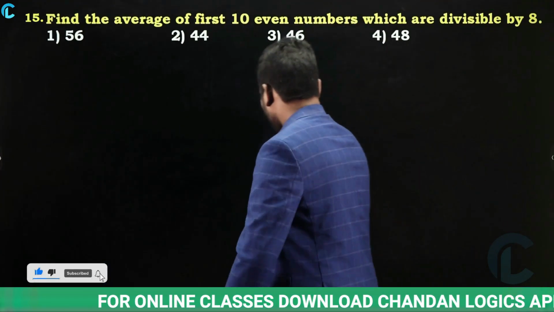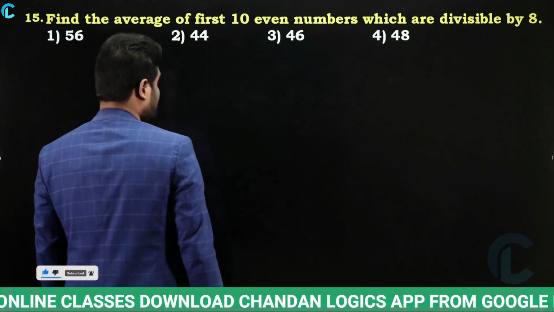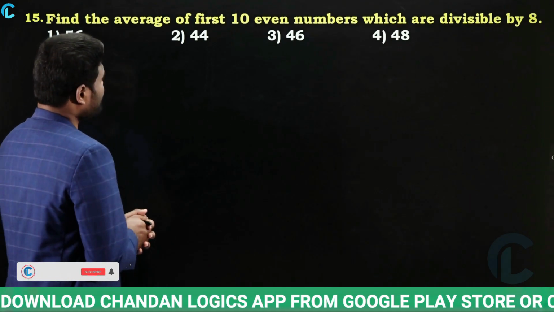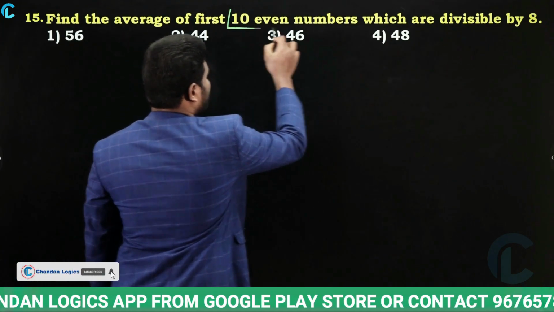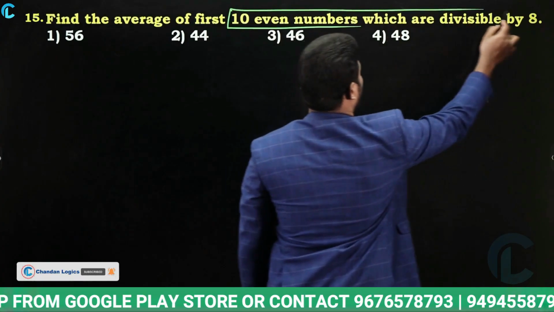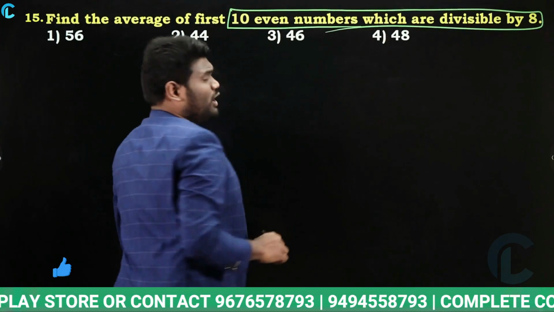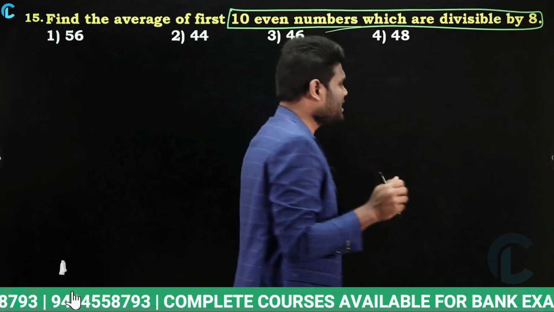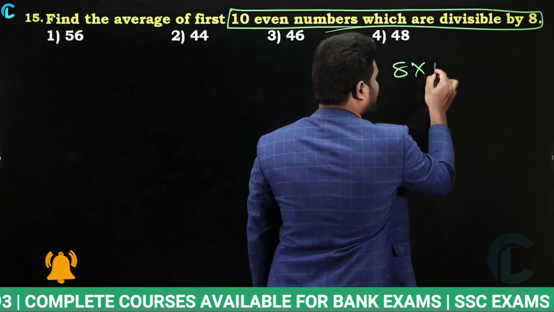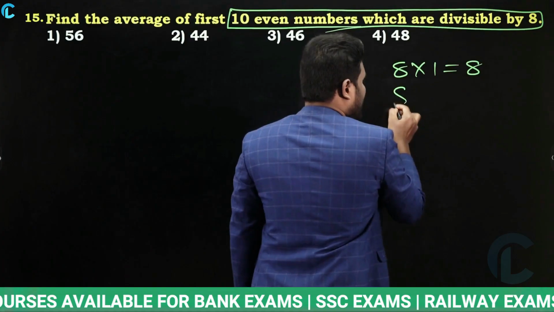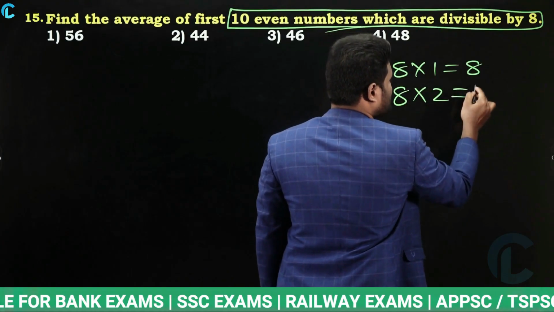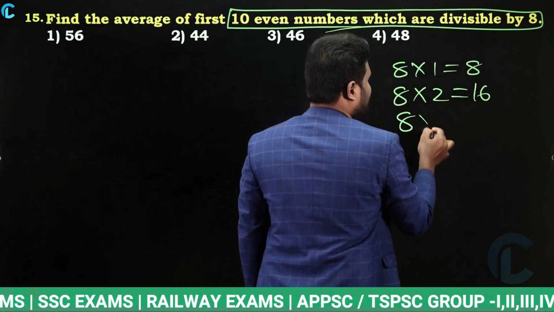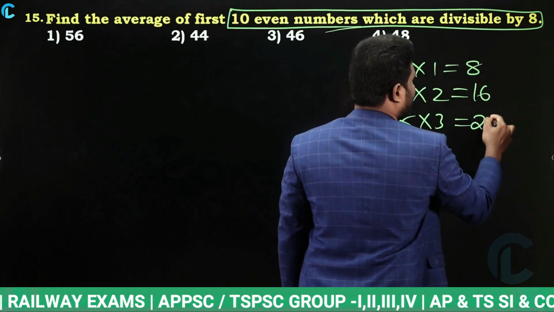Next question. All these are simple and basic questions. Find the average of first 10 even numbers which are divisible by 8. Look here, it should be divisible by 8. If it is divisible by 8, observe carefully. 8 one time is 8, 8 two times is 16, 8 three times is 24.